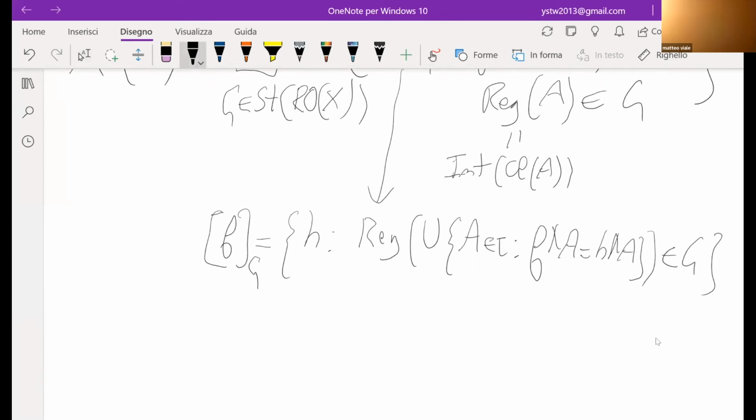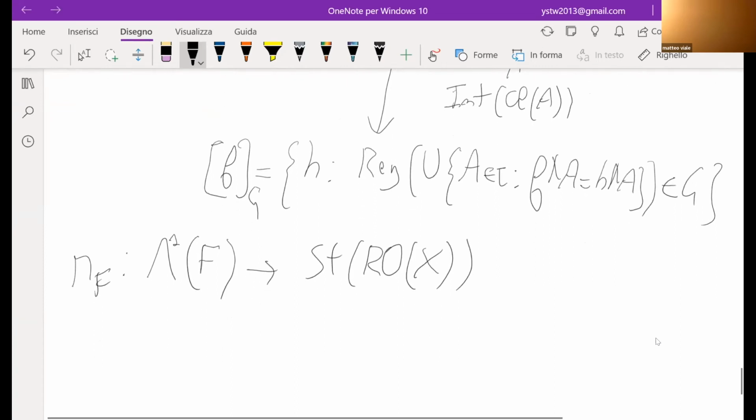Okay, and clearly I have a projection map that goes from Lambda 1 F to the Stone space, which takes my equivalence class of F modulo G and gives the ultrafilter G.